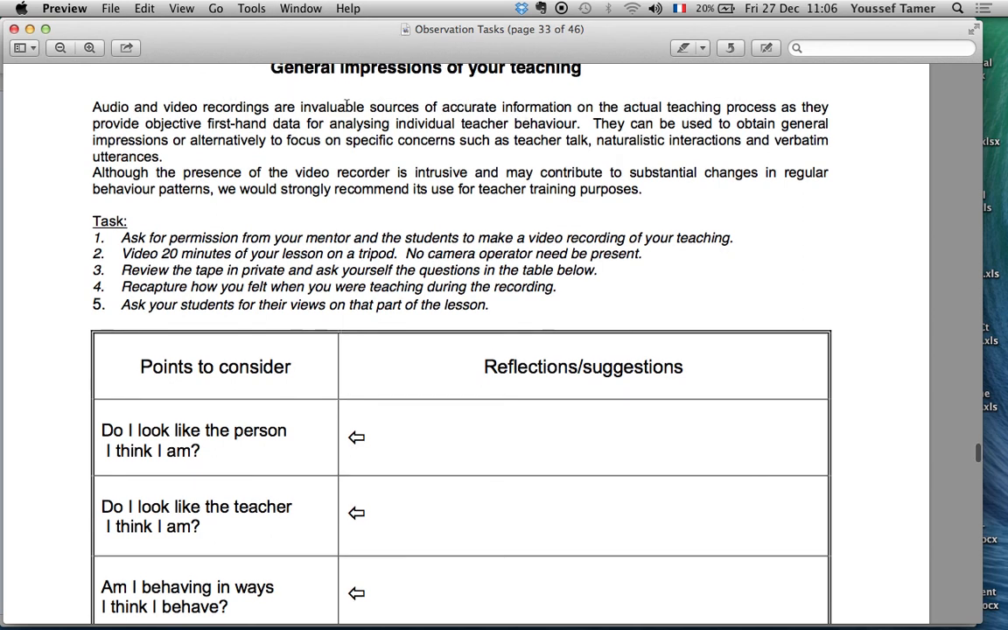So audio and video are valuable sources of accurate information. Why? They are invaluable. You know what it means, invaluable? Can you explain the word invaluable? Yes? Sources of accurate information on the actual teaching process, as they provide objective first-hand information, so they are very useful.